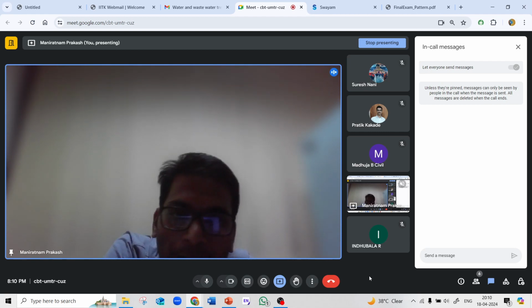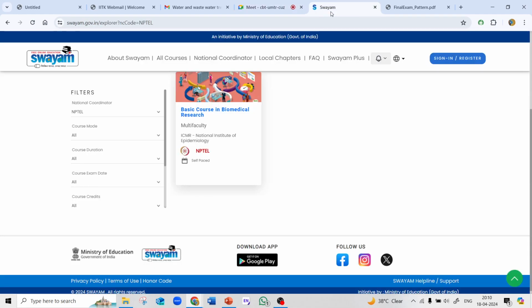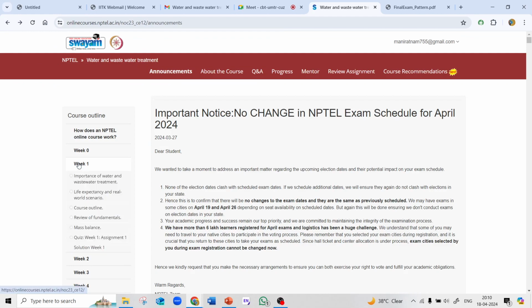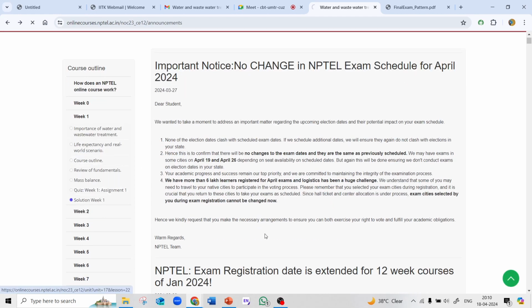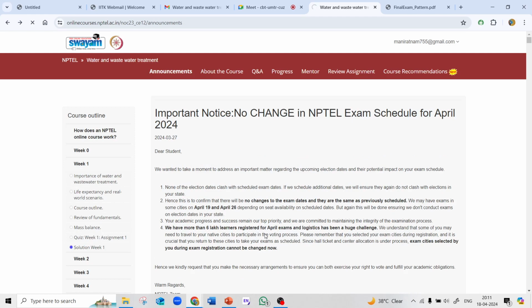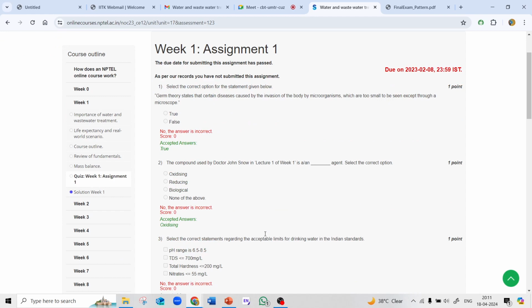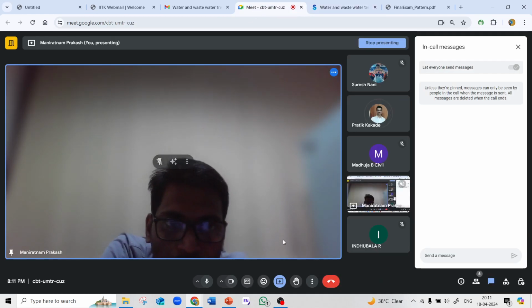So Pratik, the question pattern will be similar to the assessment that used to happen on a weekly basis. It will be exactly the same. I hope you are going through the weekly assessments. You might have faced some single choice questions, multiple choice questions, and some numerical questions, so you can expect that type of question. Okay, thank you, sir.